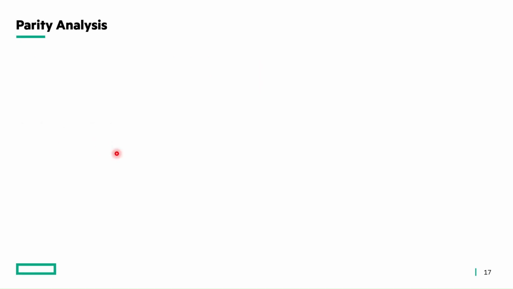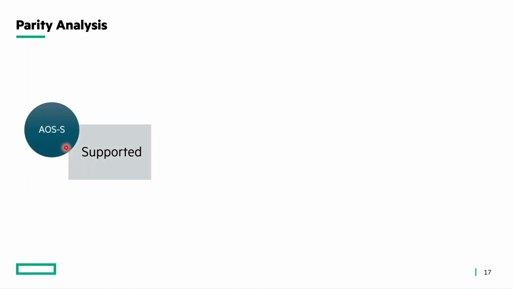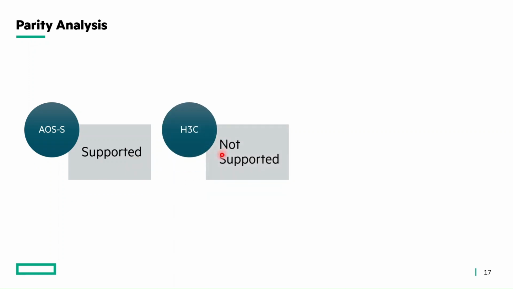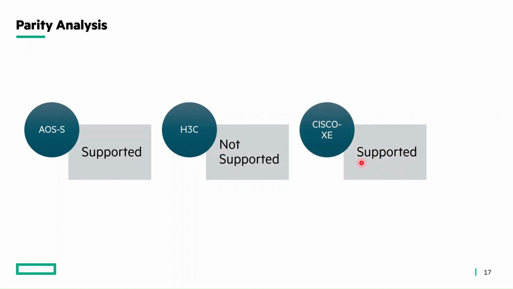Next is parity analysis. Let's see whether this feature is supported in our own products like AOS-S boxes and S3C boxes, and with our competitors. First, AOS-S switches. This feature is already supported in that switch. Next is the S3C switch. This feature is not supported in our S3C switches. Next is the Cisco boxes. This feature is already supported in the Cisco switches.